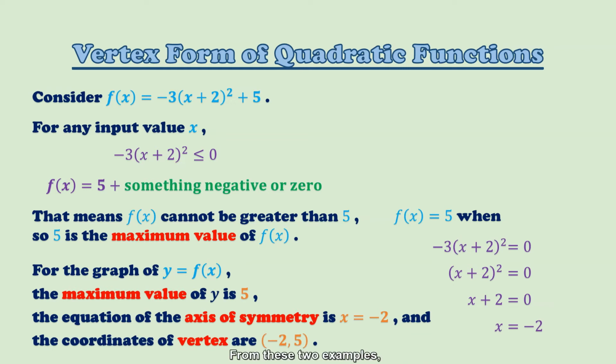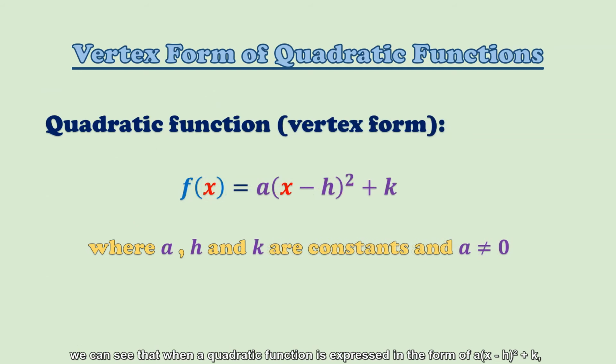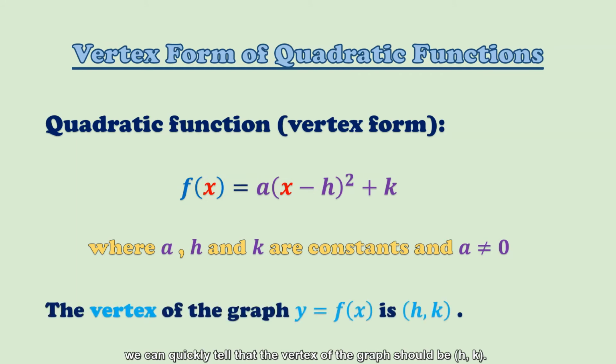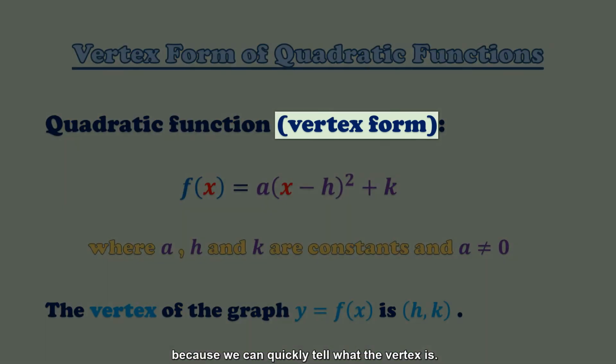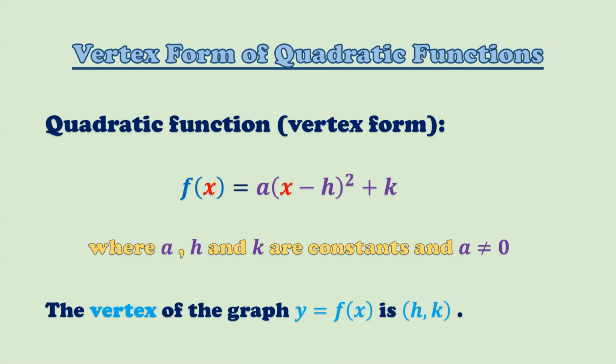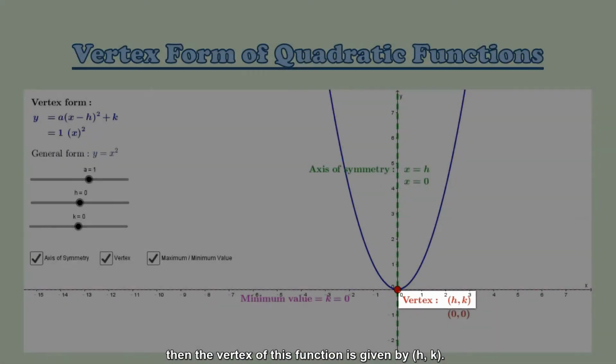From these two examples, we can see that when a quadratic function is expressed in the form of a times (x minus h) squared plus k, we can quickly tell that the vertex of the graph should be (h, k). Therefore, this form of quadratic equation is called the vertex form because we can quickly tell what the vertex is. When a quadratic function is expressed in the vertex form y equals a times (x minus h) squared plus k, then the vertex of this function is given by (h, k).